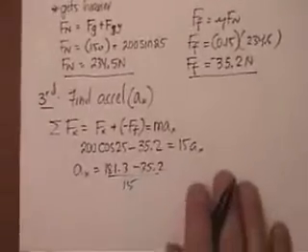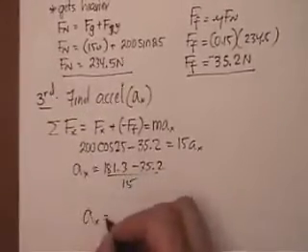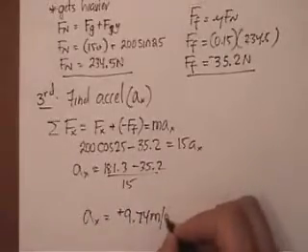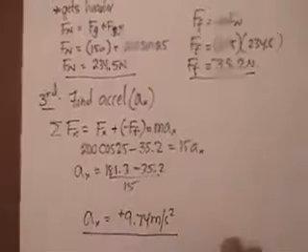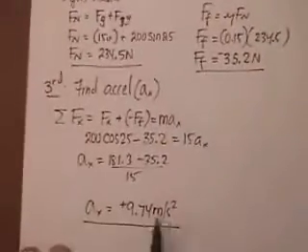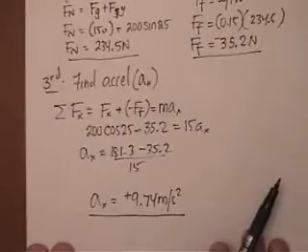So in the end, your AX ends up equaling 9.74 meters per second squared. Still moves to the right, but now it only moves with acceleration of 9.74 meters per second squared. There you go.